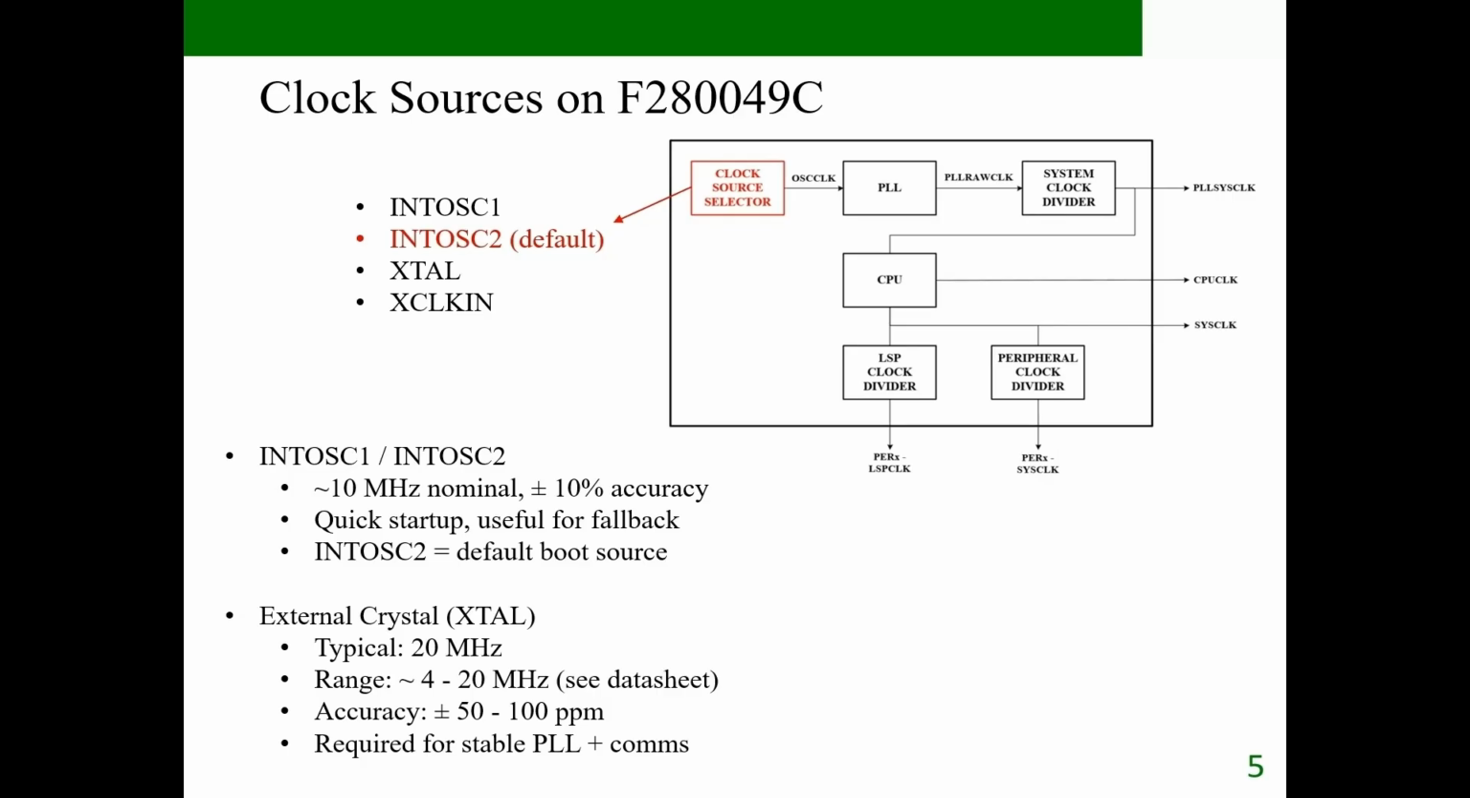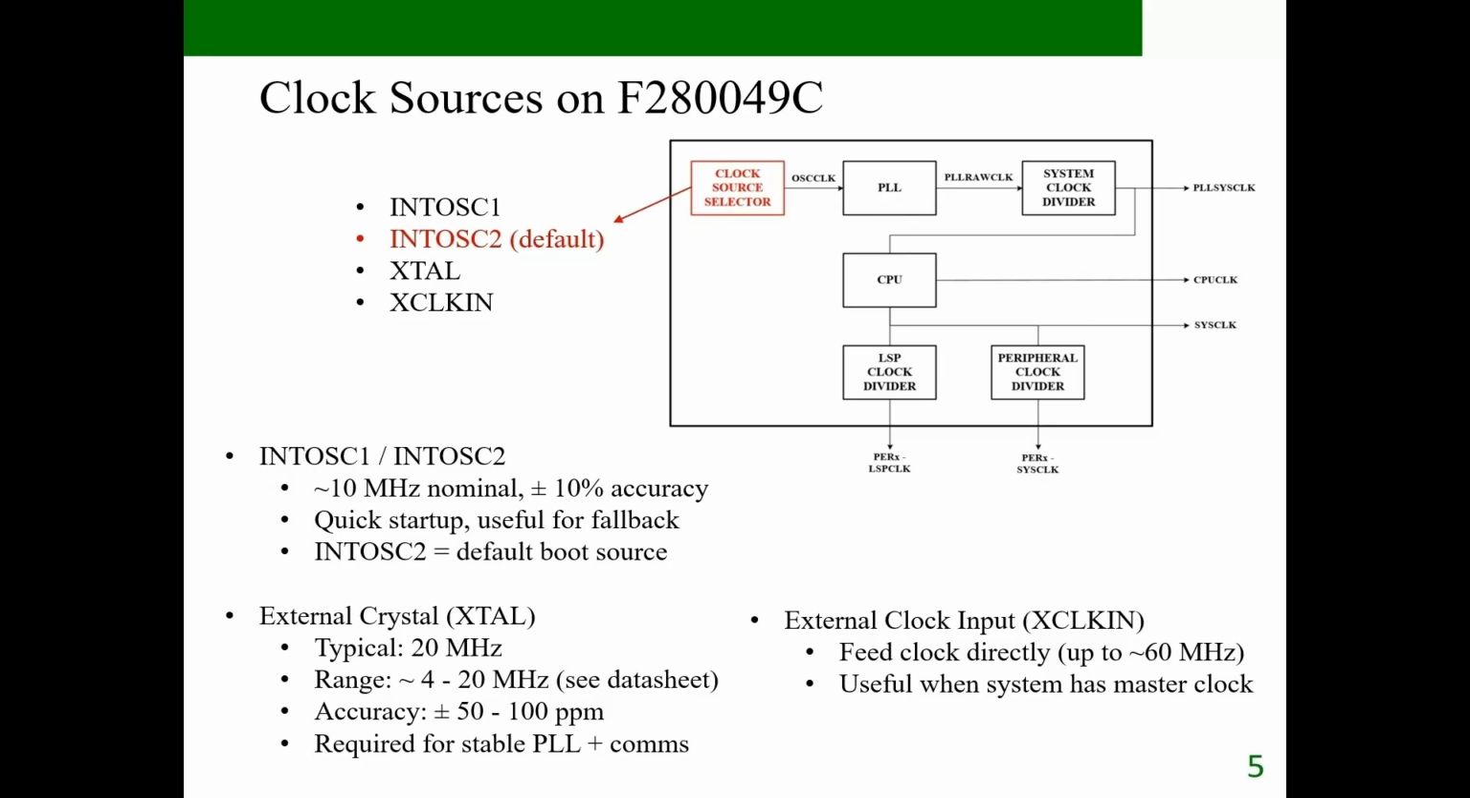Next option is external clock input. Instead of a crystal, you can feed an external clock signal directly into the MCU on the X clock in pin. The maximum supported input frequency is about 60 MHz. This is useful if your system already has a master clock source that you want the MCU to synchronize with.